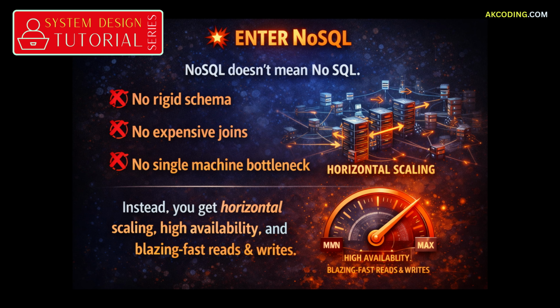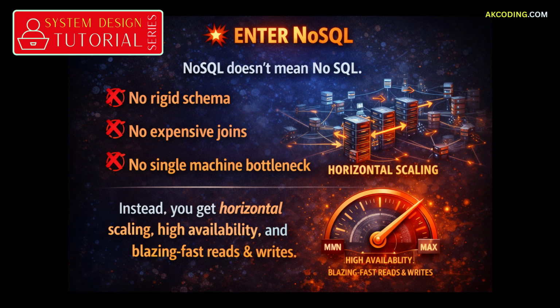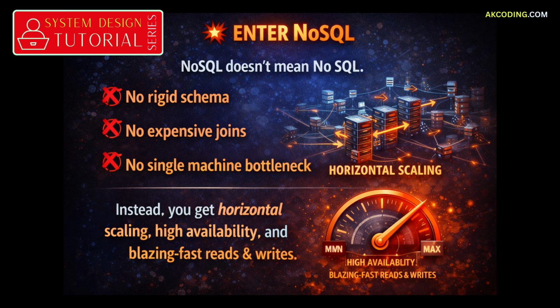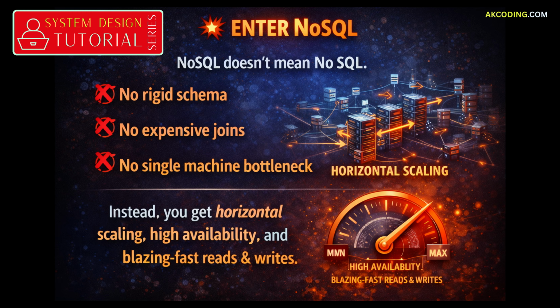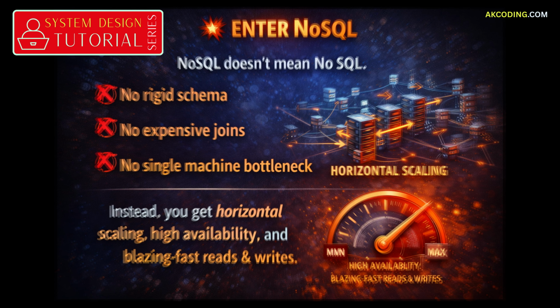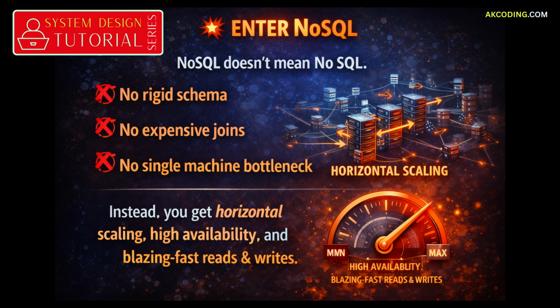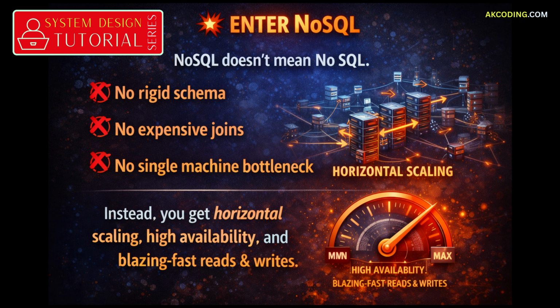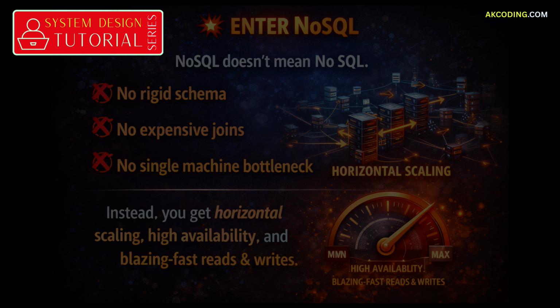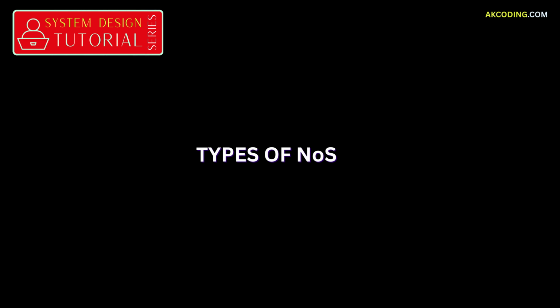Now enters NoSQL. NoSQL doesn't mean no SQL. It means no rigid schema, no expensive joins, no single machine bottleneck. Instead, you get horizontal scaling, high availability, and blazing fast reads and writes. Now, let's see the types of NoSQL.